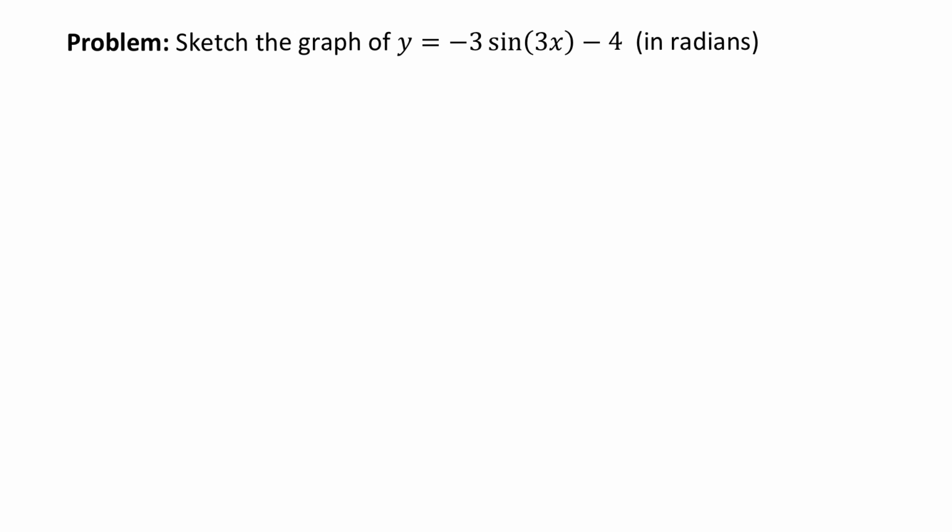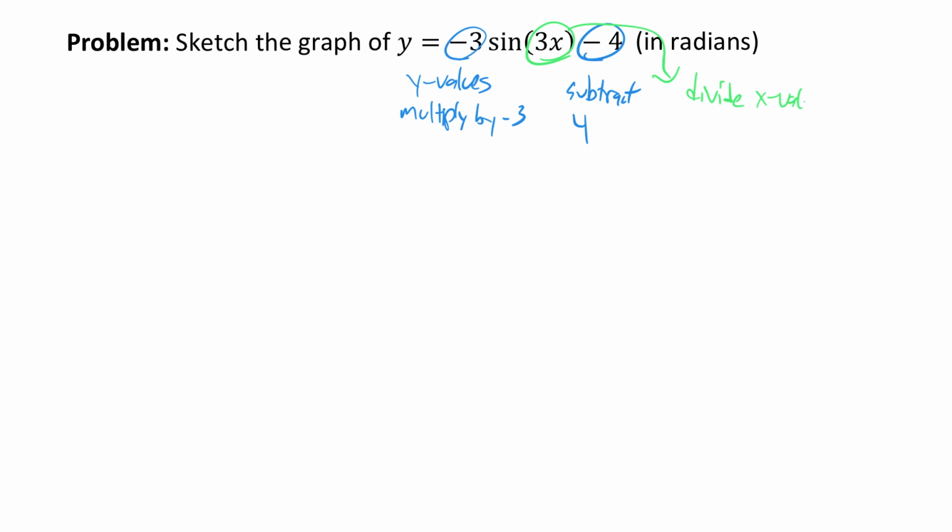Now, how about something like this, where we have a negative 3 sine 3x minus 4? Again, we want to do it in radians. Well, we have to take each transformation under consideration. The negative 3 in front, that's going to be to the y values, and we're going to multiply by negative 3. And then negative 4 is also to the y values, and we're going to subtract 4. Then the 3x, we're going to divide the x values by 3.